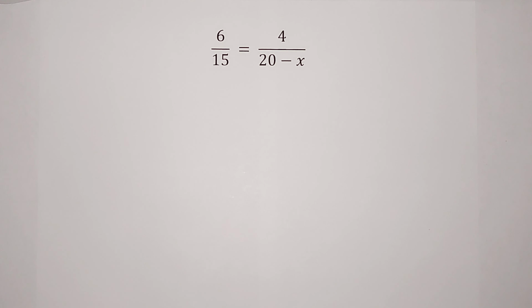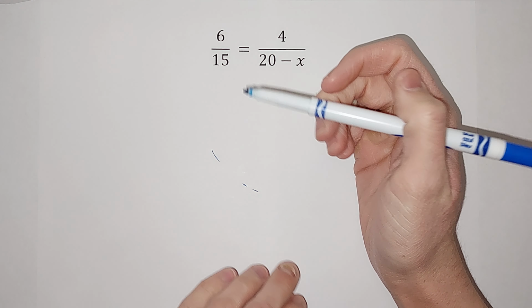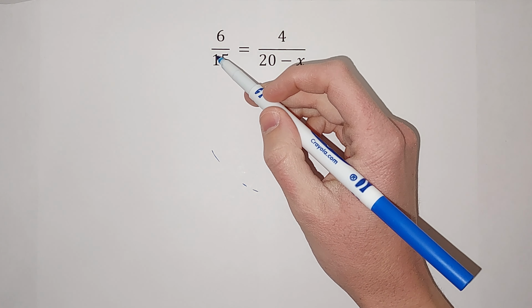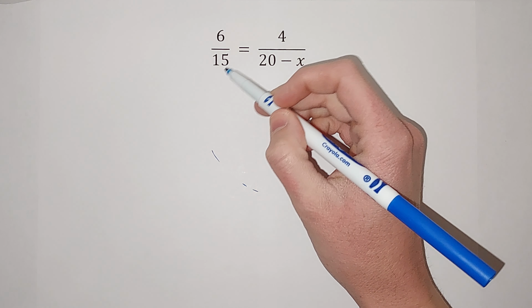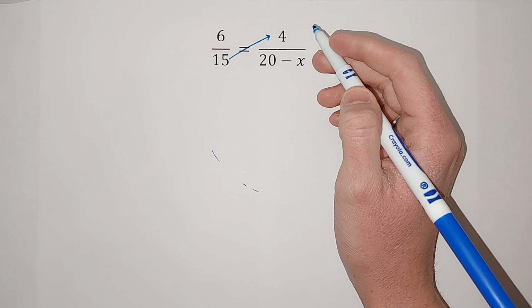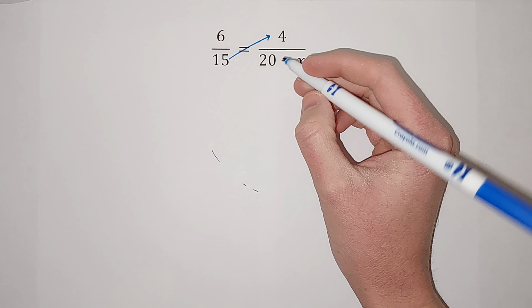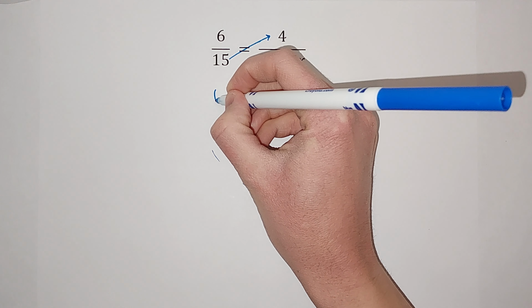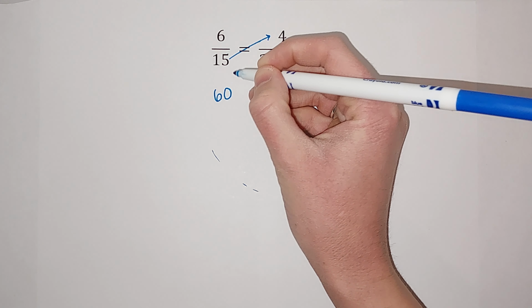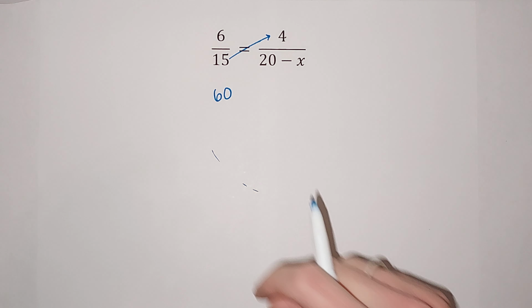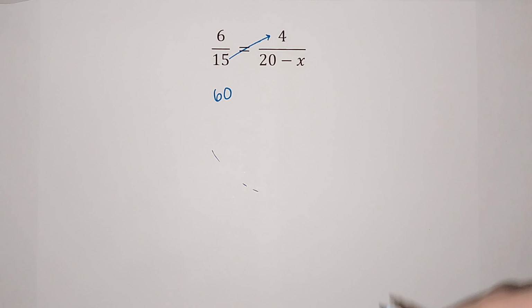You've probably done this. We're going to start down here at the denominator of one of my fractions and multiply to the numerator of another one, okay? So 15 times 4 gives me 60, okay? Now, if you're wondering why cross multiplying or cross products works, I will link a video in the corner, okay?